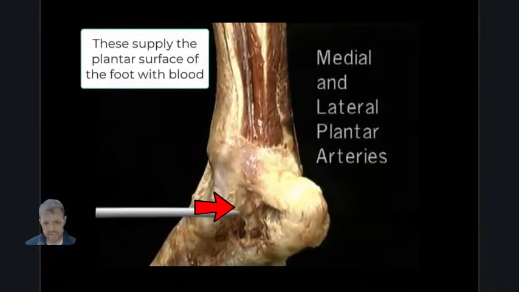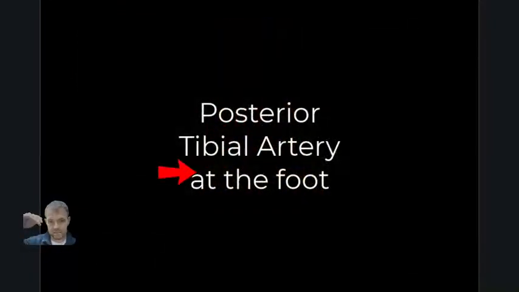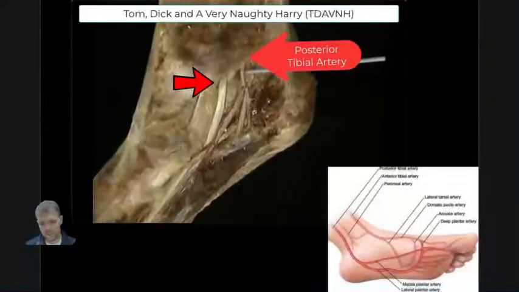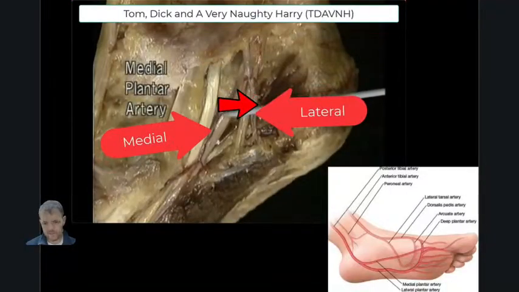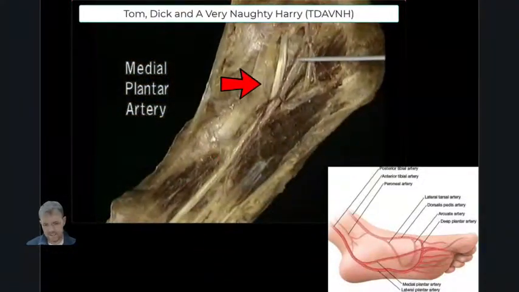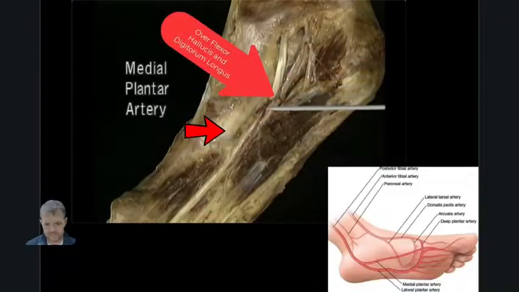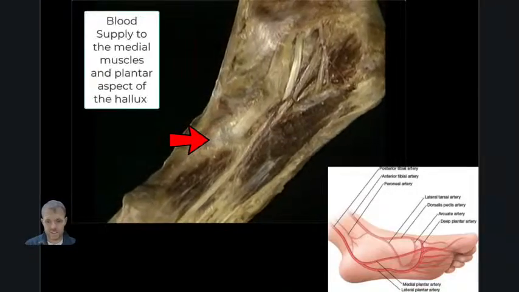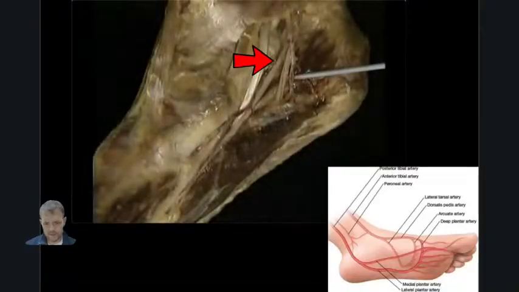And then that's where it's splitting into the medial and lateral plantar arteries, and then these supply the bottom of the foot with blood. Okay, so here we go. So there's your posterior tibial artery. Here's the split. So we've got lateral and medial, so if you correlate that with the picture down here, there we can see the medial side. And then that's obviously going underneath the surface of the foot. And then we've got the lateral one.